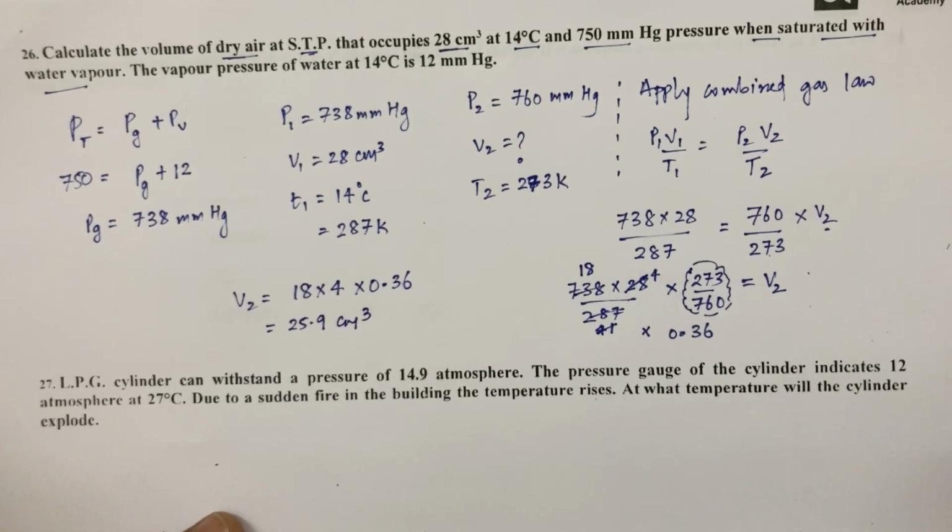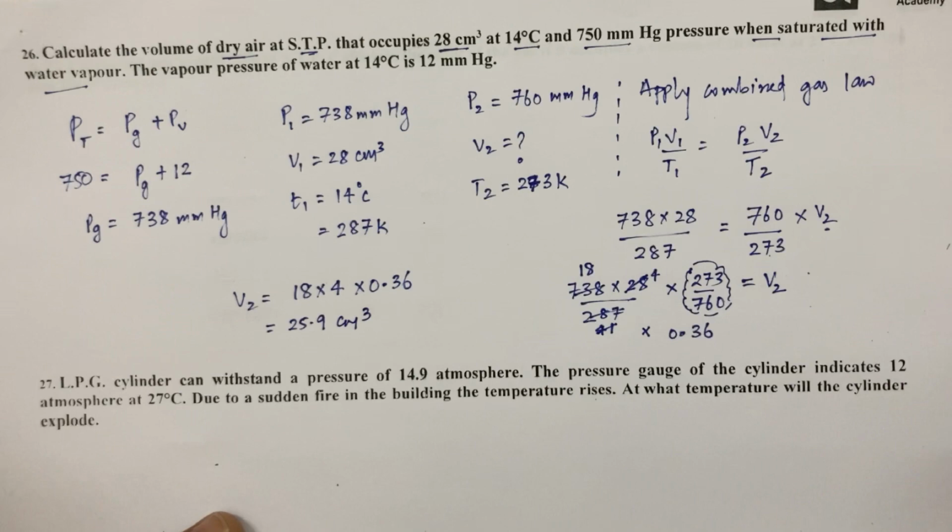Here it is clearly written, LPG cylinder can withstand a pressure of 14.9 atmosphere. So this is the pressure which it can hold. Okay, now the pressure gauge of the cylinder indicates 12 atmospheric pressure. So P1 is equal to 12 atm and temperature is 27 degrees Celsius. So this is 300 Kelvin. Now what happens, that due to sudden fire in the building, the temperature increases. Now they are asking at what temperature cylinder will explode.